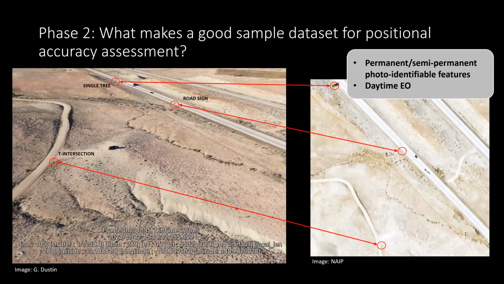So that begs the question of, from a motion video standpoint, what makes a good sample data set for positional accuracy assessment? And I've had to do quite a bit of thinking on this. I've got the Congalton and Green book and everything, and I've gone through looking at positional accuracy assessment, but there's not a lot of literature out there about how to do it on oblique motion imagery. And so what I came up with was we basically need the presence of permanent or semi-permanent photo identifiable features, and it should really be daytime electro-optical video that was collected in a built-up area so that we have those discernible features which we can find in reference imagery.